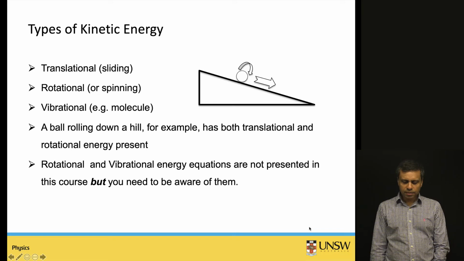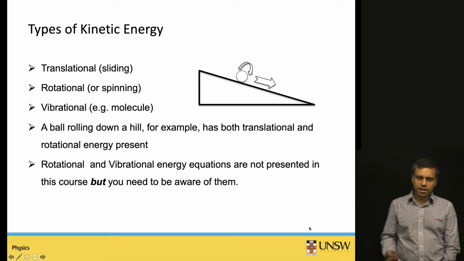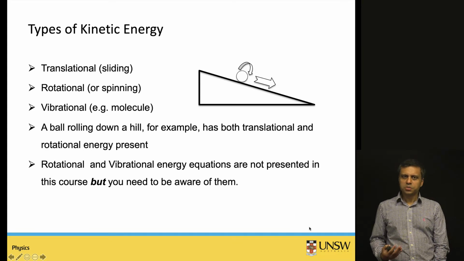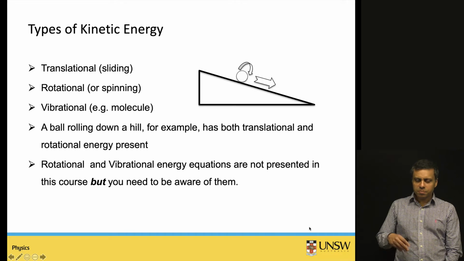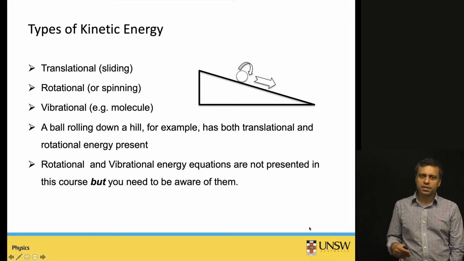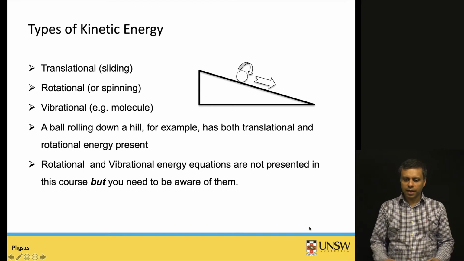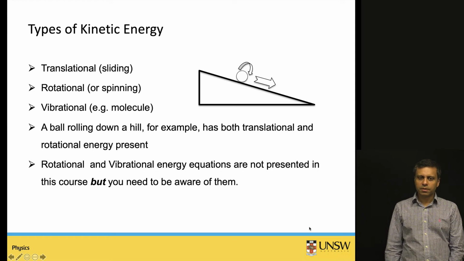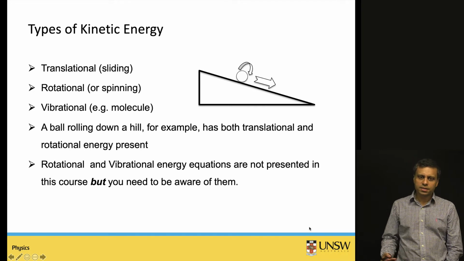So we have talked about kinetic energy associated with translational or sliding motion, but there can be other forms of kinetic energy. Kinetic energy is just the energy associated with motion in general, and the motion can be of different types. For example, a particle can be rotating or spinning, so there is a rotational kinetic energy associated with the particle. Some particles can vibrate. For example, a diatomic molecule can vibrate about a center, so it has some vibrational energy associated with it.